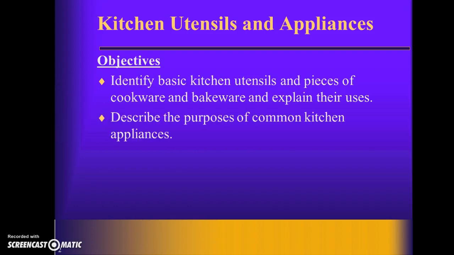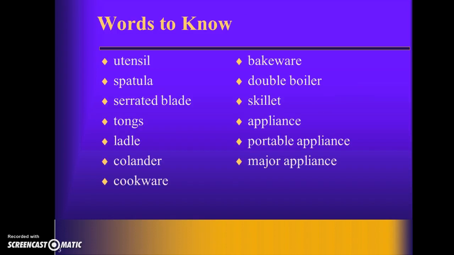This just goes over the objectives, pretty much of being able to identify basic kitchen utensils, differentiate between cookware and bakeware, and explain their uses, and describe the purpose of common kitchen appliances. So this is a list of words that you should know: utensil, spatula, serrated knife, tongs, ladle, colander, cookware, bakeware, double boiler, skillet, appliance, portable appliance, and major appliance.